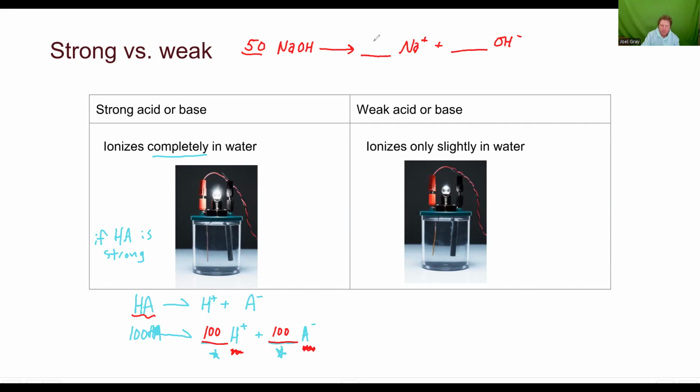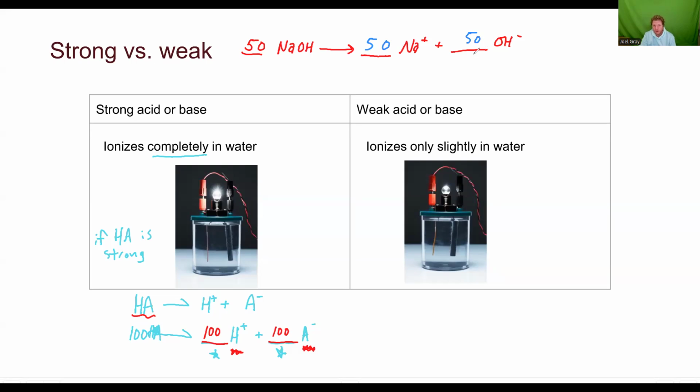Haley, you're absolutely right. Alyssa, I'm happy that you answered that. We're going to end up with 50 Na plus and 50 OH minus. That's a great contribution, Alyssa. Thank you very much.